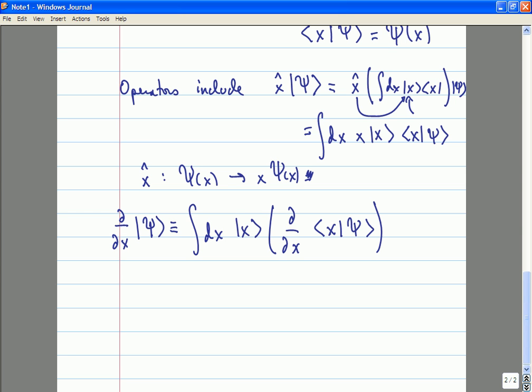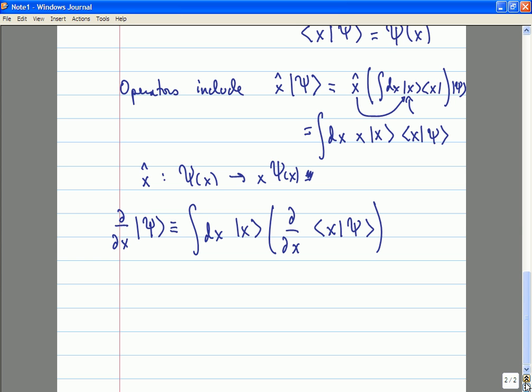What about, for example, d by dt? Yeah, one could also define that operator, but that's not the operator I'm talking about. So, good.